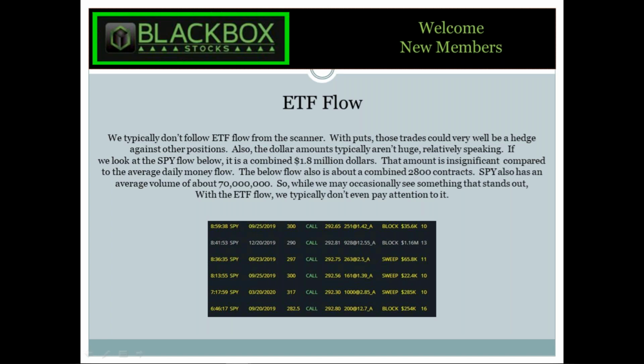However, if you think of the volume for SPY of 70 million on average, 2,800 contracts is nothing. So when we see 2,800 contracts back to back to back, SPY call, SPY call, SPY call, it's still not going to capture my attention because it's insignificant compared to what SPY actually trades on average. So we typically don't follow ETF flow because one, the numbers might not really be significant, and two, it might be a hedge against another position. So the ETF flow is sometimes hard to follow. We will follow it here and there, but it has to be something extraordinary that really sticks out. So if you trade SPY all the time and you see some SPY calls come in, don't necessarily place your trade based on that. We don't always follow the ETF flow.